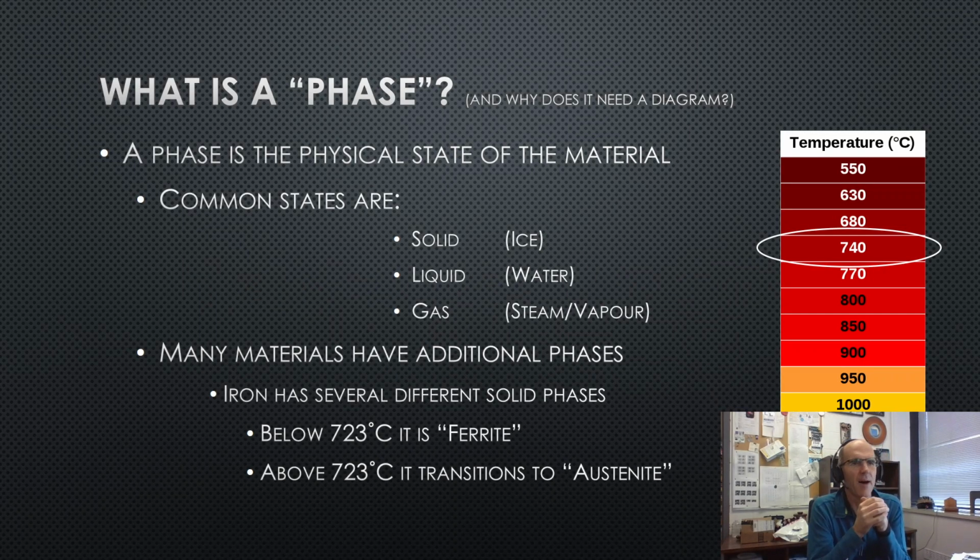What is a phase? Well, we just spent some time talking about that, and we talked about two major phases that we care about. But really, phases exist for all different materials. Very common ones that we see with water: we've got a solid phase that we call ice, a liquid phase that we call water, and a gaseous phase that we call steam. And water really only has those three phases.